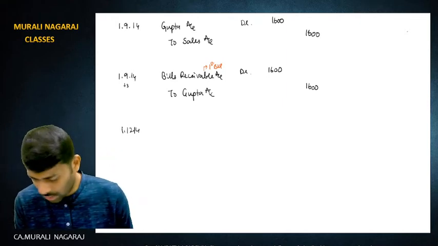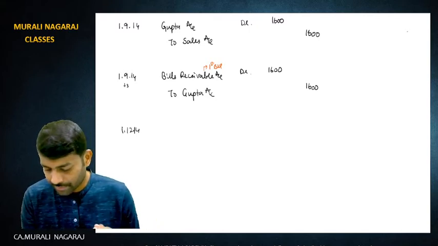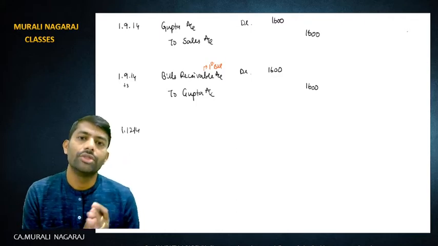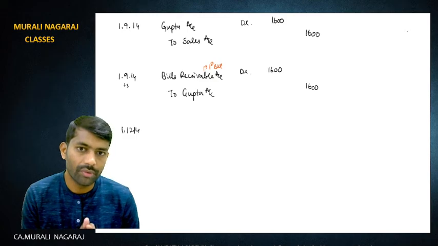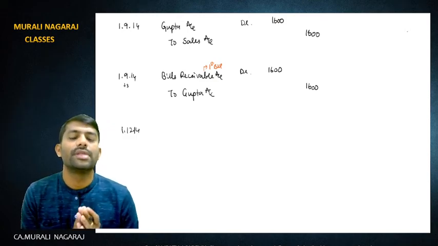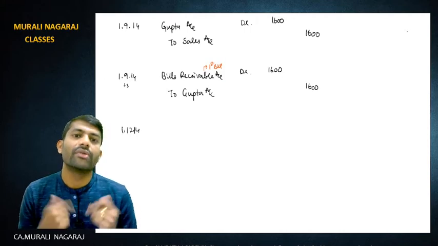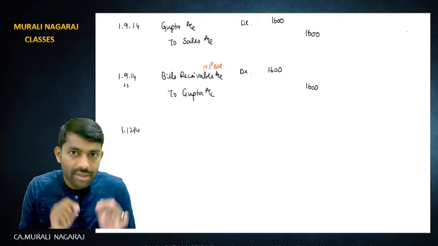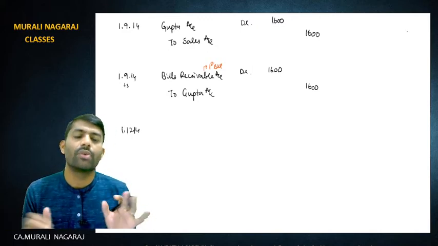On that day, Gupta has approached for renewing the bill, correct? And he has also agreed. Who has agreed? Mohan, in whose book we are. Since we are going to renew the bill, the old bill has to be cancelled first. Thereafter, we have to calculate the interest and charge it to his account, and we have to receive the interest. For the balance, a new bill has to be given. These are the three things we have to do.